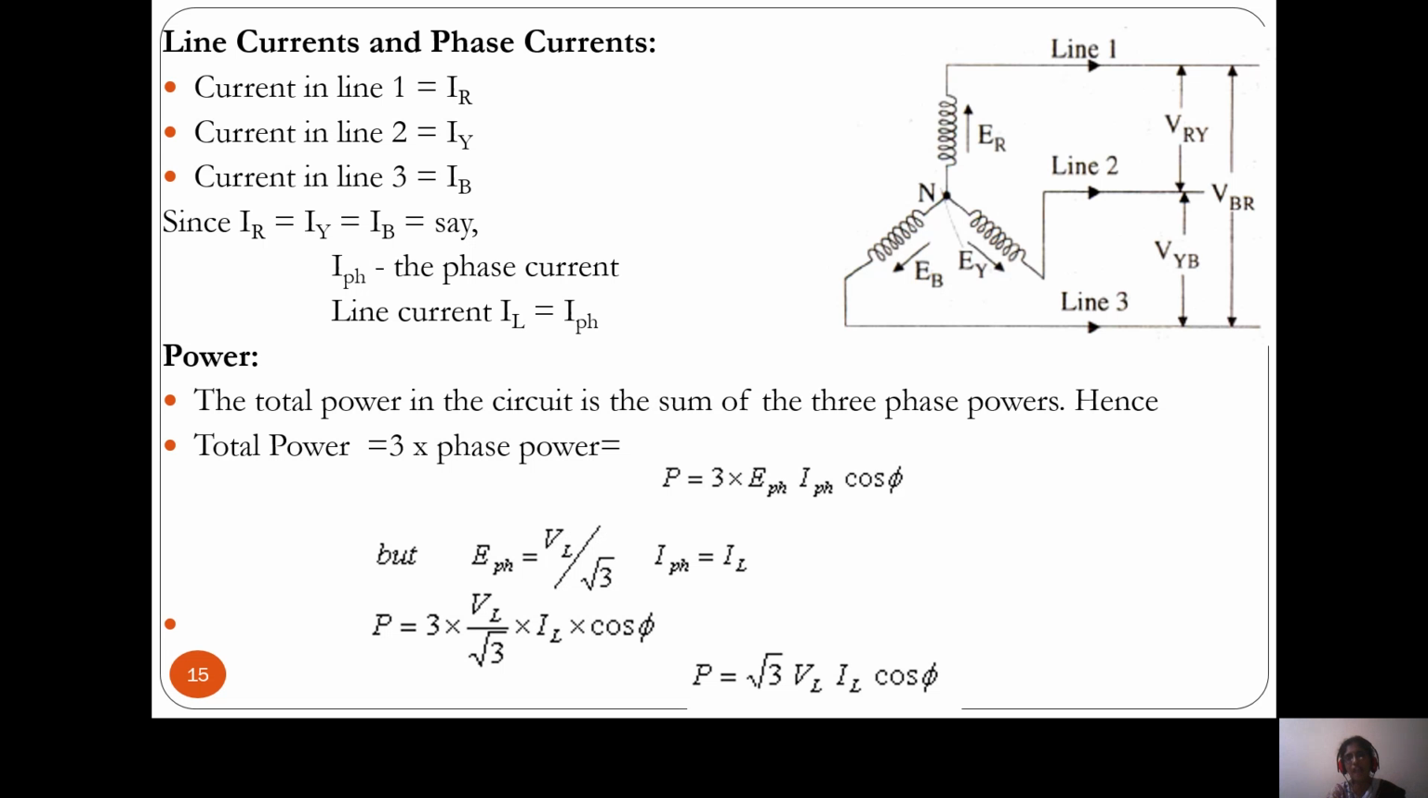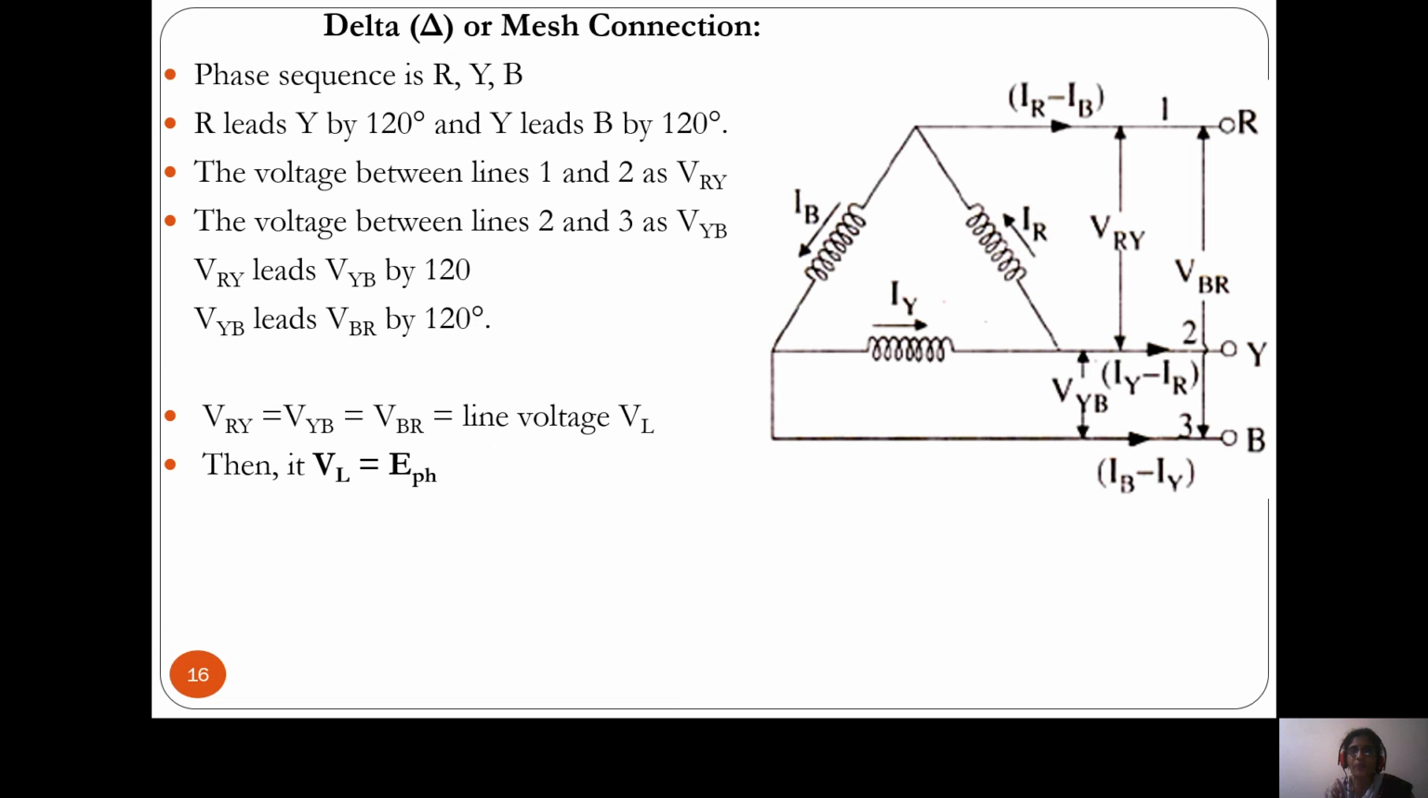But in star connection, line voltage is equal to √3 into phase voltage. So, phase voltage is equal to VL by √3, line voltage by √3. But phase current is equal to line current. So, when you substitute phase voltage in this formula, P equals 3 into VL by √3 into IL into cos phi. So, P is equal to √3 VL IL cos phi. This is the power in star connection.